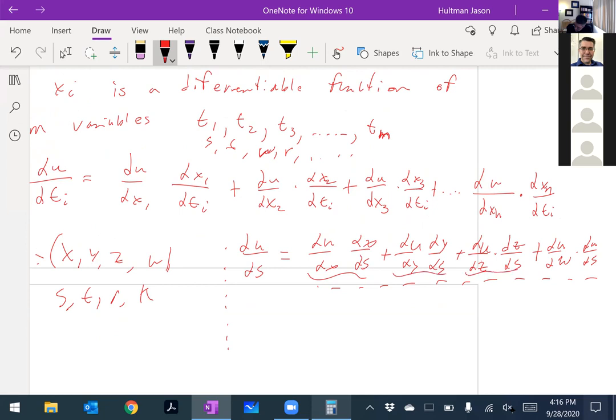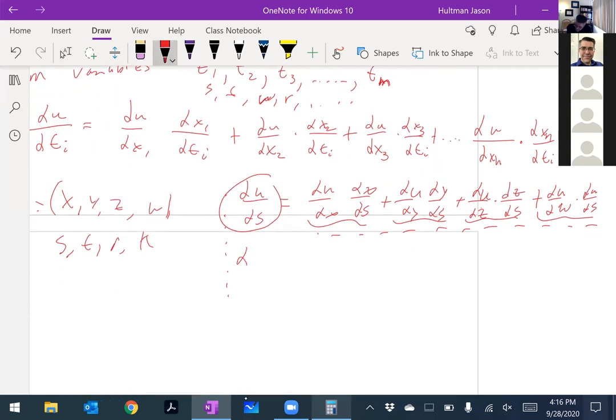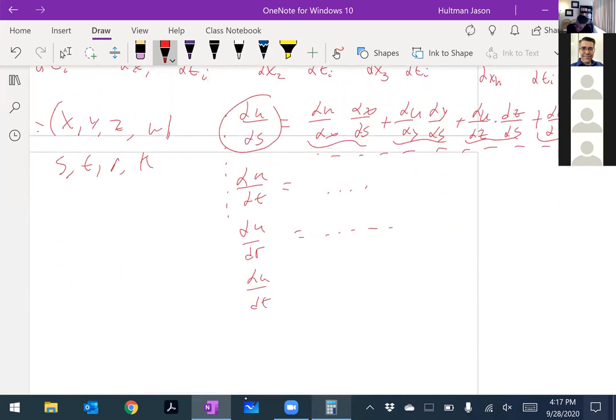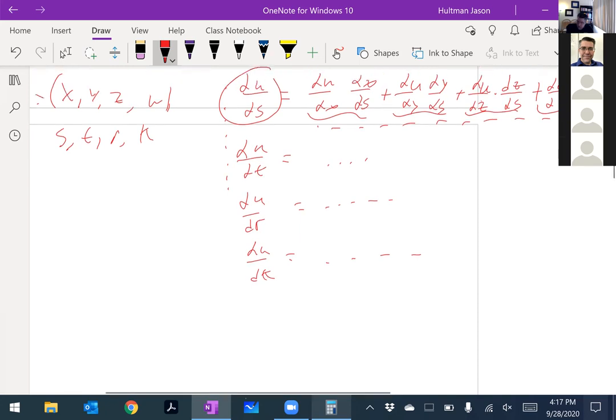Four terms and four partials, each of them. And so you would say, oh, well, this is going to be du/dt equals blah, blah, blah, du/dr equals blah, blah, blah, and du/dk equals blah, blah, blah. And that's how you do it. I'm not going to spend a whole lot of time on doing one like this. Just know that you can. And you may be asked to do one in the homework, a small one, maybe like a 2 by 3.